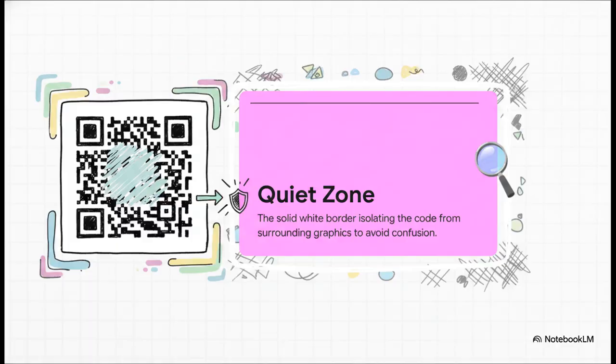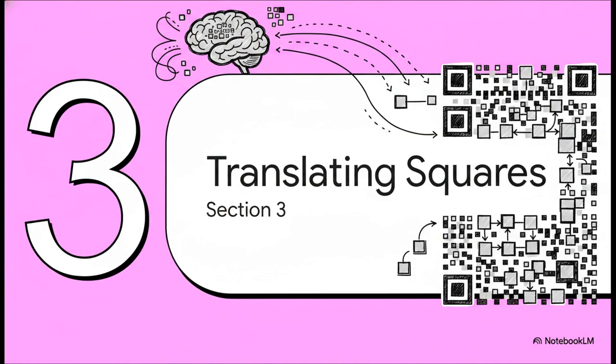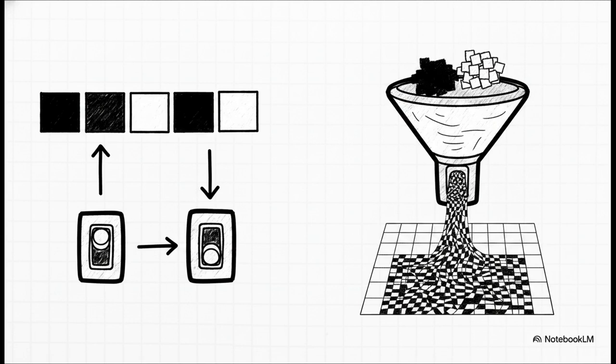Just ignore the rest. All right, Section 3, Translating squares into data. Now we're moving into the real brain of the QR code. The remaining space inside the grid is filled with smaller black and white squares, and these are called data modules. So how does this jumble actually become a website? Well, it all comes down to binary language. To a computer, a white square simply represents a 0, and a black square represents a 1. It's really just a long string of on and off switches.